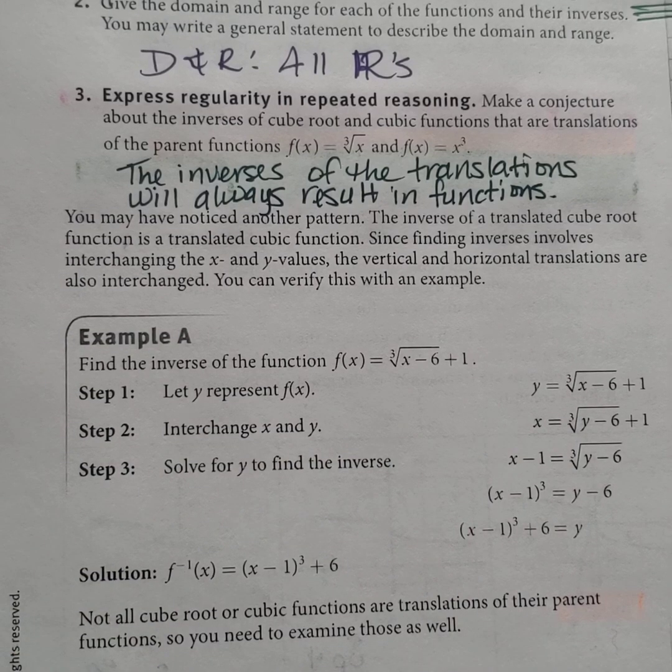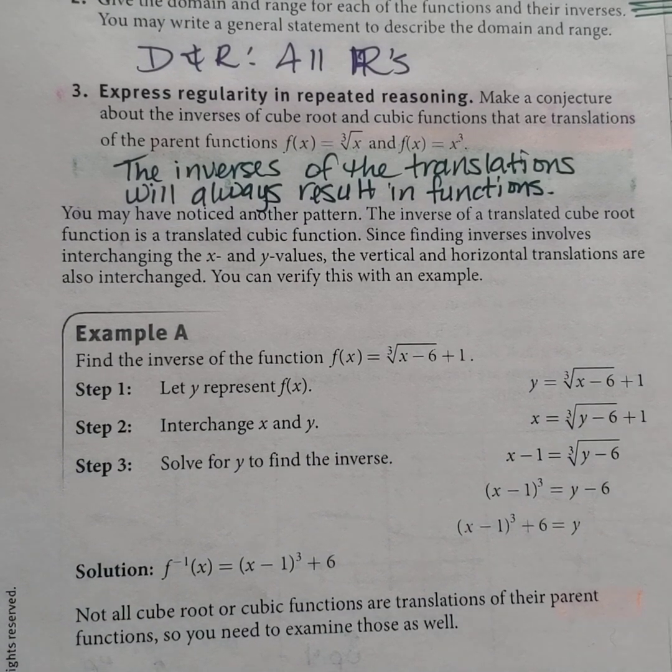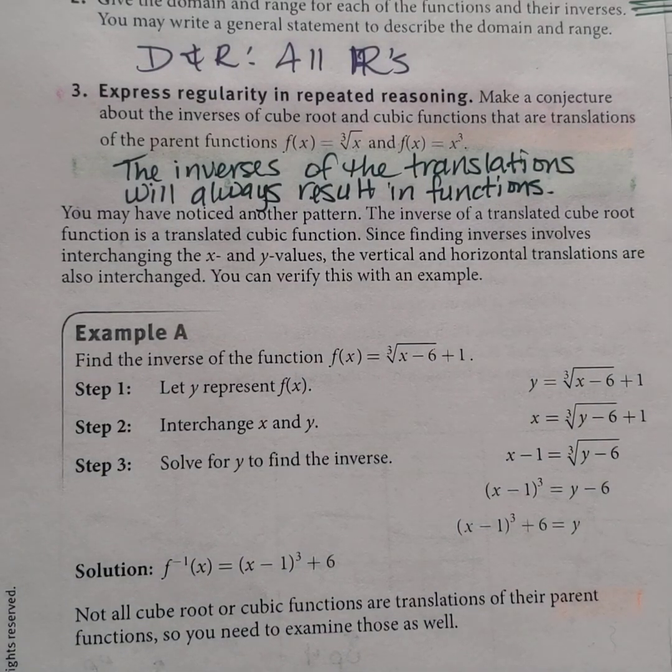All right, so you may have noticed another pattern. The inverse of a translated cube root function is a translated cubic function. Since finding inverses involves interchanging x and y values, hello, Freaky Friday, the vertical and horizontal translations are also interchanged. You can verify this with an example. So they go through an example of that.